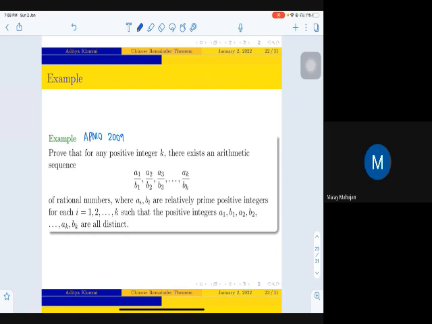Prove that for any positive integer k, and this is the final example, there exists an arithmetic sequence a1/b1, so basically k rational numbers, where ai, bi are relatively prime positive integers, such that all these numbers are distinct. So basically, we want k rational numbers, k fractions in the reduced form, and all these are distinct, and this must be an arithmetic sequence. So now we have this weird looking problem of arithmetic sequences in rational numbers with distinct integers and relatively prime. So it's a lot of conditions.